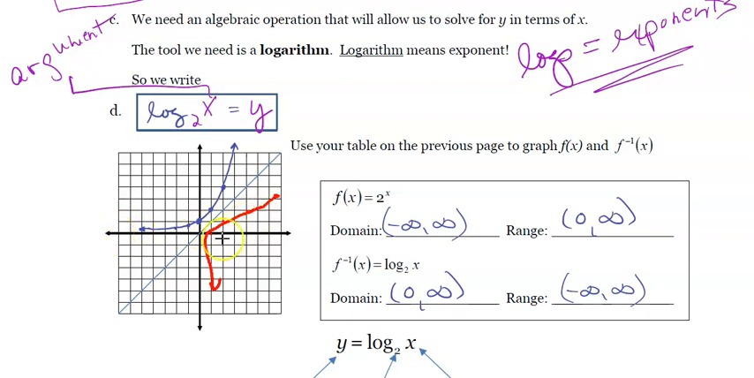My inverse function is asymptotic to the y-axis. My original function goes up along the y-axis. My inverse function goes out along the x-axis. That seems like inverse behavior, so I'm happy with that. Domain and range, you should be able to see from the graph. Notice that the domain of the original function becomes the range of the inverse.